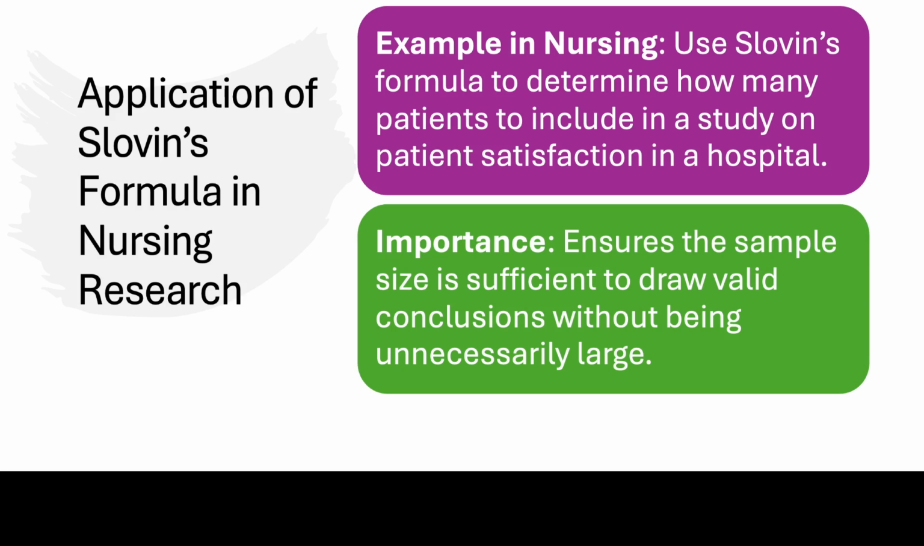will be able to get a higher retrieval rate compared to reducing it using the Slovin formula, getting a sampled approach. So the importance here is that we ensure that the sample size is sufficient to draw a valid conclusion without being unnecessarily large. Okay. So in that way, the conclusion would be a good result and relevant to the study. It's because we are drawing a certain sample size only with the use of the Slovin formula.